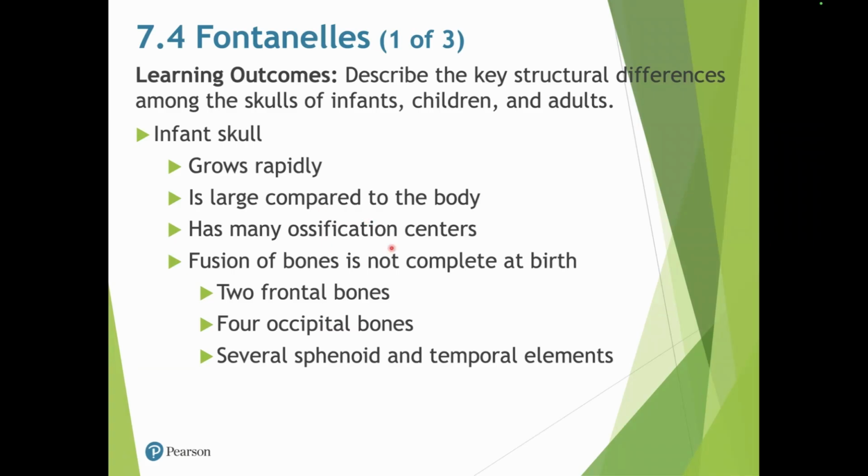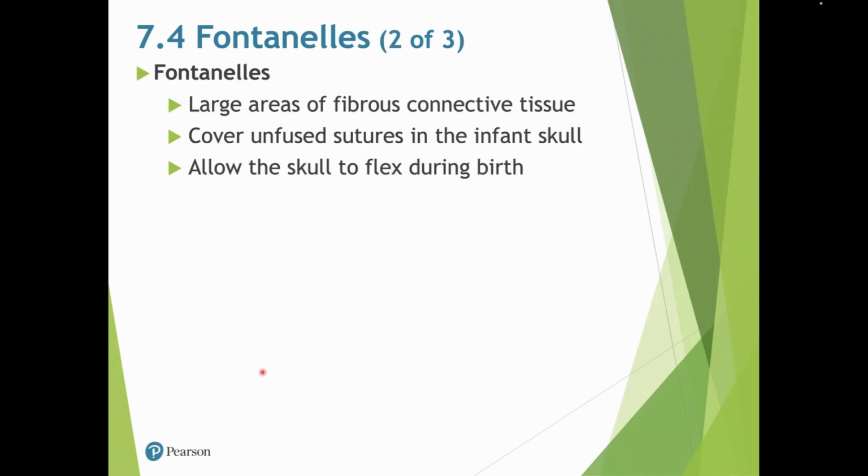You get fusion of bones, not complete at birth. You have two fontanelles, four occipital bones. You have several sphenoid and temporal elements to them. The fontanelles are large areas of fibrous connective tissue that cover unfused sutures in the infant skull. They also allow the skull to be flexible and compress during childbirth as it comes through the birth canal.